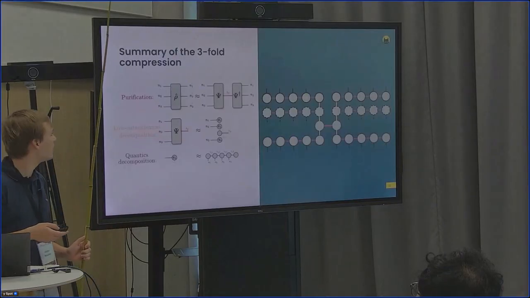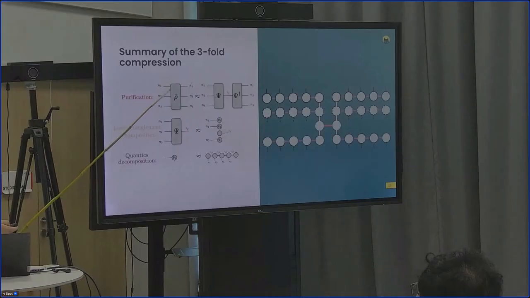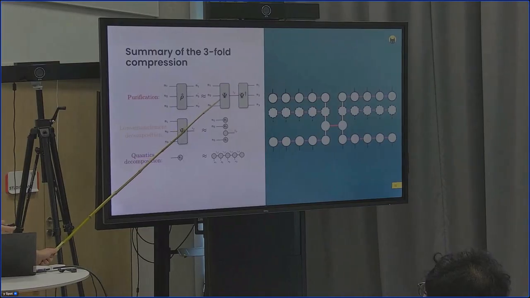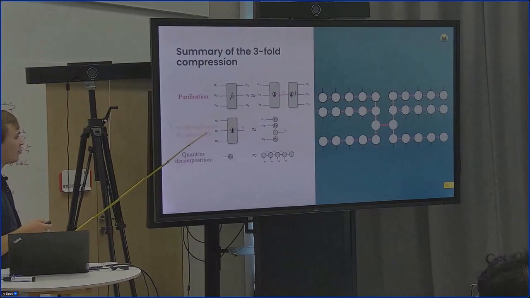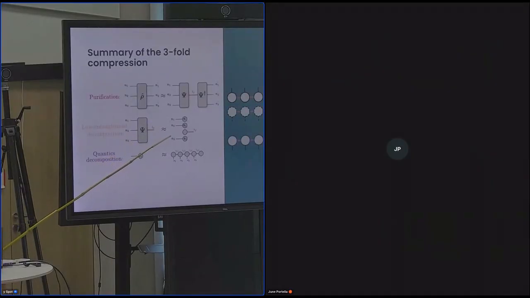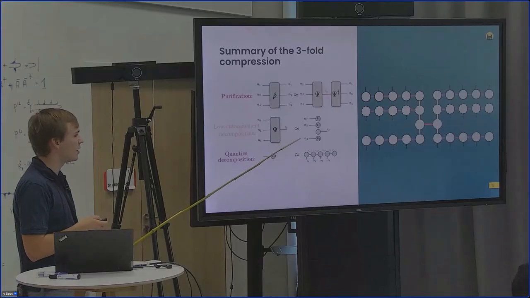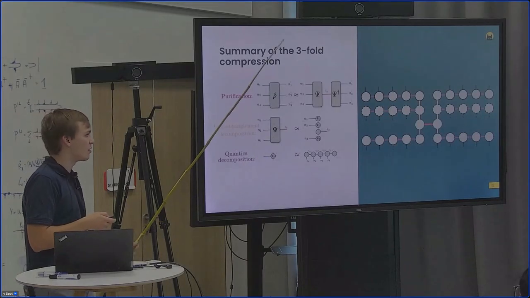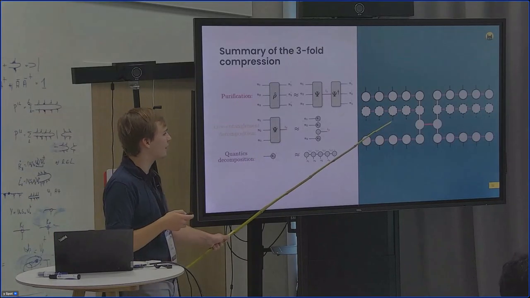Okay, so just to sum it up, you start with a density matrix of, for example, here 3 bosonic systems coupled together. You do purification to write a system like this. Then you assume low entanglement between the different parts of your system to write it as an MPS like this. And then you do a Quantics decomposition on each local Hilbert space to end up with a system that looks like this.